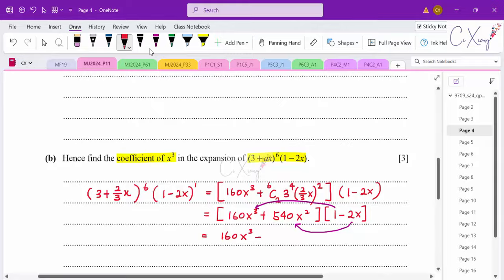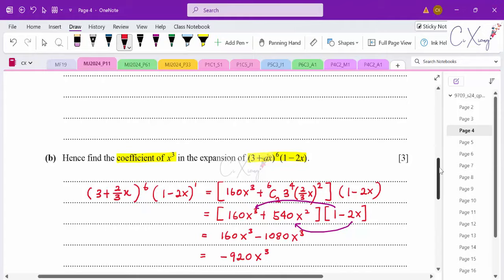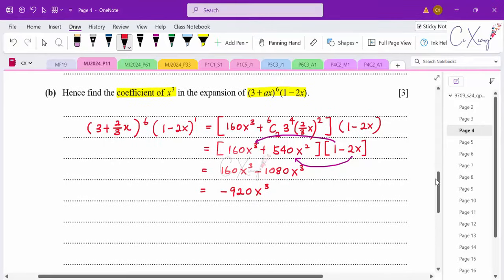So if you multiply them together, you're having negative 1080 x power 3. Simplify the term in x power 3 here, so you're having negative 920 x power 3. Okay, then again, if you read the question one more time, they ask you to find the coefficient of x power 3 only. So I only want to consider the number in front of x power 3, where the coefficient of x power 3 should be written as negative 920. Okay, so basically this is how we solve this question.